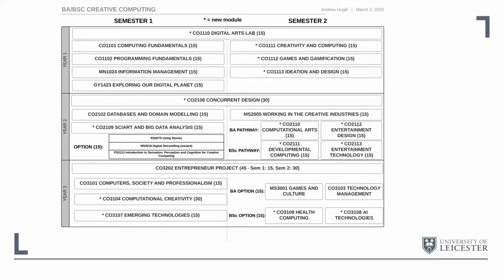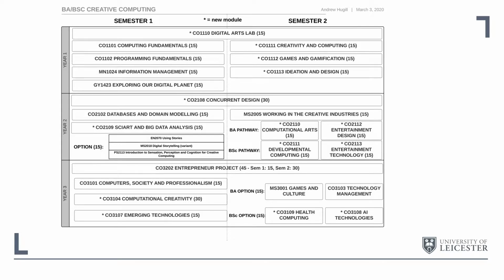This diagram shows the course. You'll see the 3 years are the rows, and semester 1 and semester 2 for the teaching are the 2 columns. And you'll spot straight away that each year has a year-long module, which is the spine of the year. So in the first year, it's a module called Digital Arts Lab. In year 2, it's Concurrent Design, and in year 3, it's Entrepreneur Project.